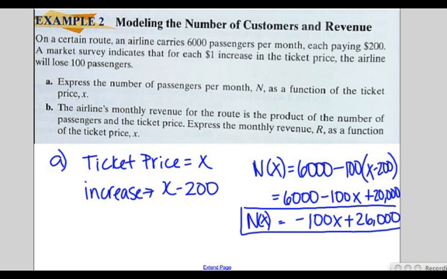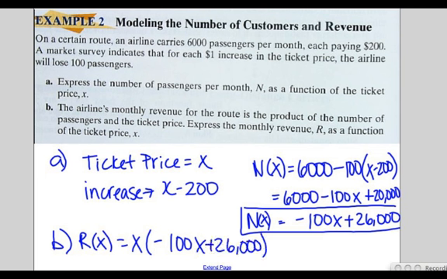Now, the next part, part B, wants to know our monthly revenue for the number of passengers. Now, revenue is how much money we're going to get in. Now, to find our revenue, we have to take our ticket price, that's our X value, and multiply it by the number of passengers, and that's what we just found. And we'll get negative 100x squared plus 26,000x. And that would represent our revenue, how much money we make.